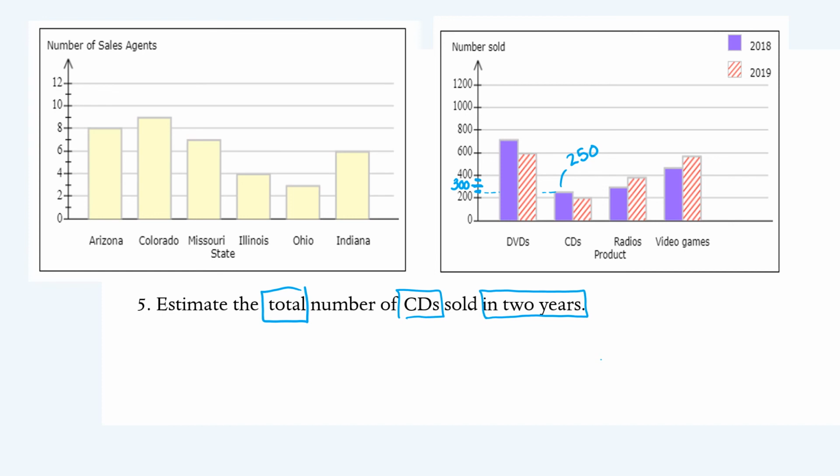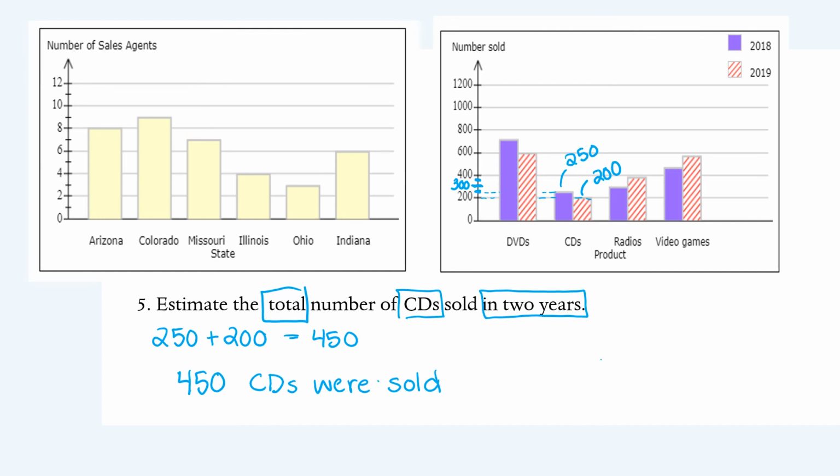And then in 2019, luckily this falls right along our line, so in 2019, 200 CDs were sold. We're trying to look at how much were sold between both years, so we need to add these together. So we have 250 CDs plus 200 CDs gives us 450 CDs. So 450 CDs were sold in 2 years.